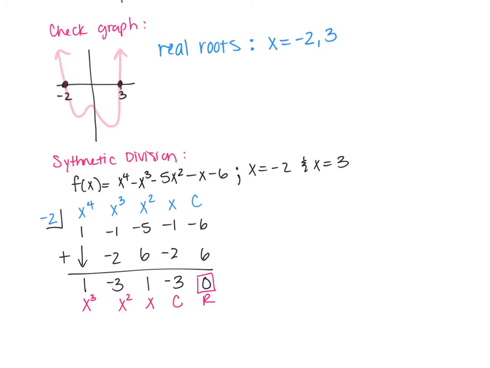I'll write here to the side. I know I'm running out of room here. So to the side here, I have x cubed minus 3x squared plus 1x minus 3. So I've written this equation to the side here. And remember, we always set this equation equal to 0 because we're solving for x.